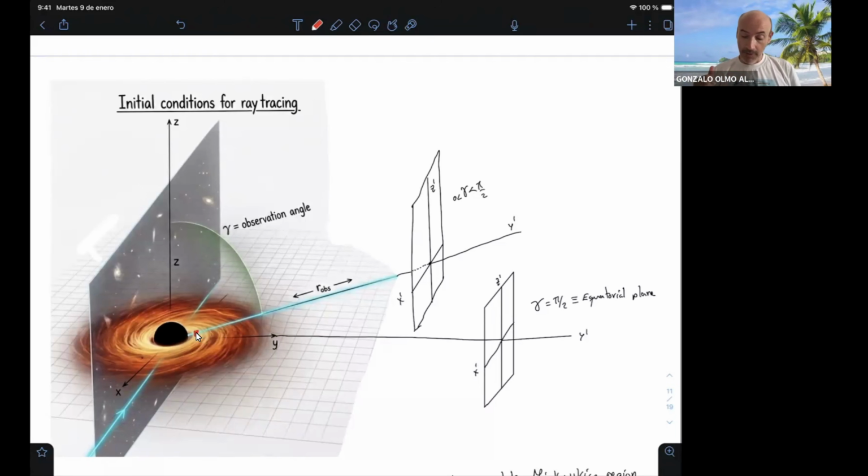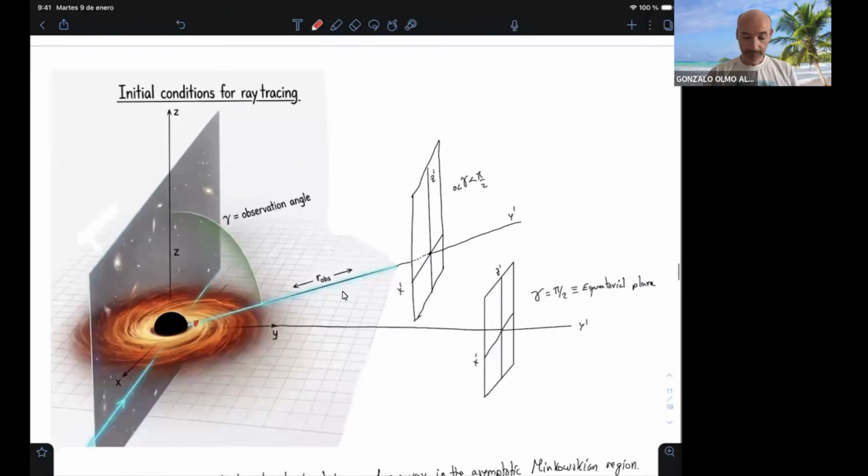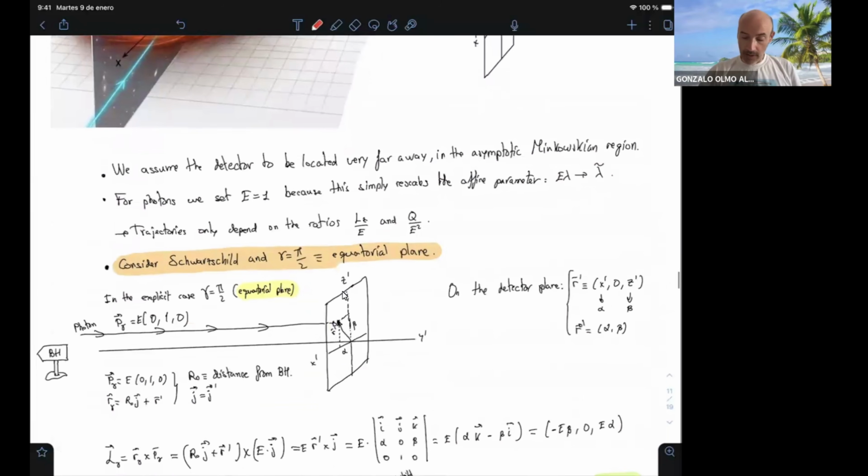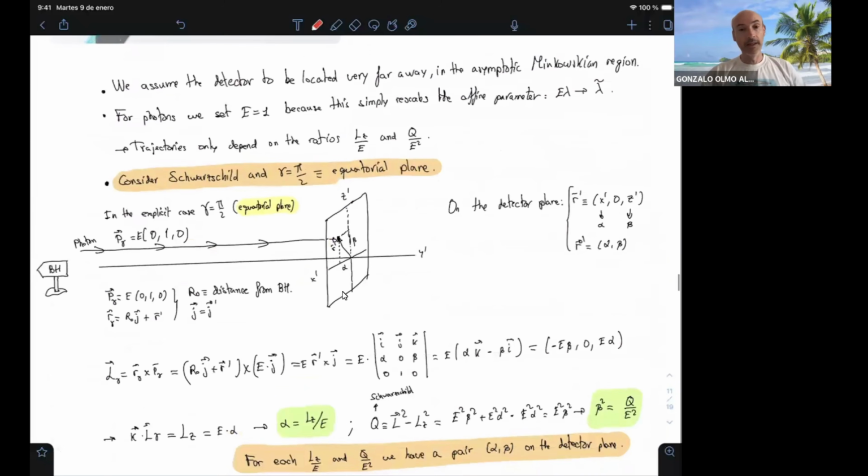Okay. But first, we need to establish this correspondence between the pixels on the detector and the labels, the conserved constants that characterize each geodesic. Okay, very good. So, as explained here, let me simply read. We will assume the detector is located very, very far away, so in the asymptotic Minkowskian region. This will simplify many things. This is not an absolute requirement. Actually, you can change this, but this complicates the physics.